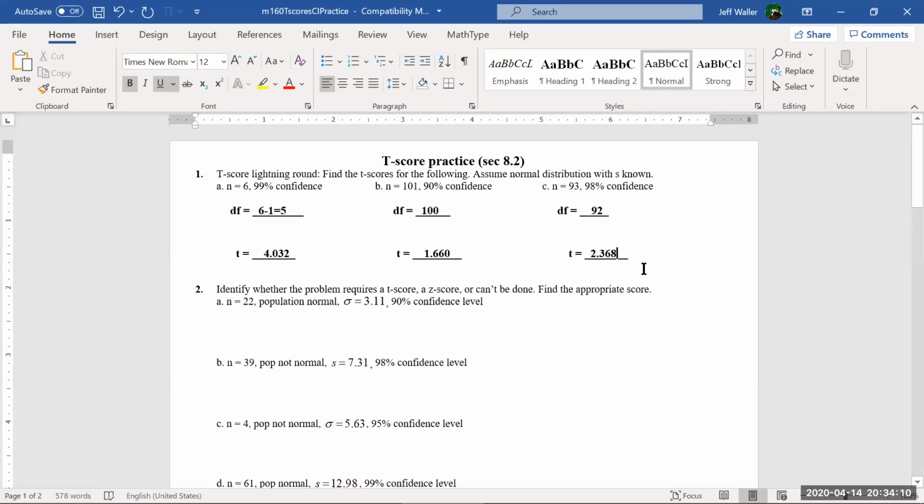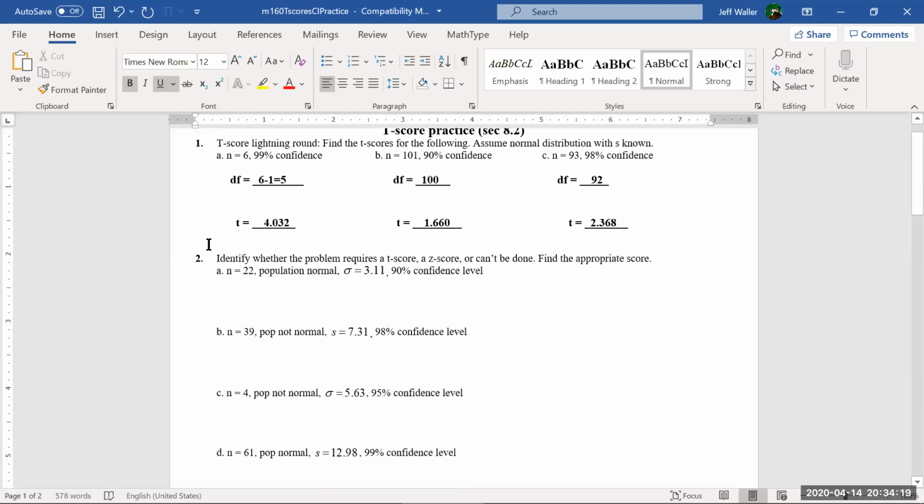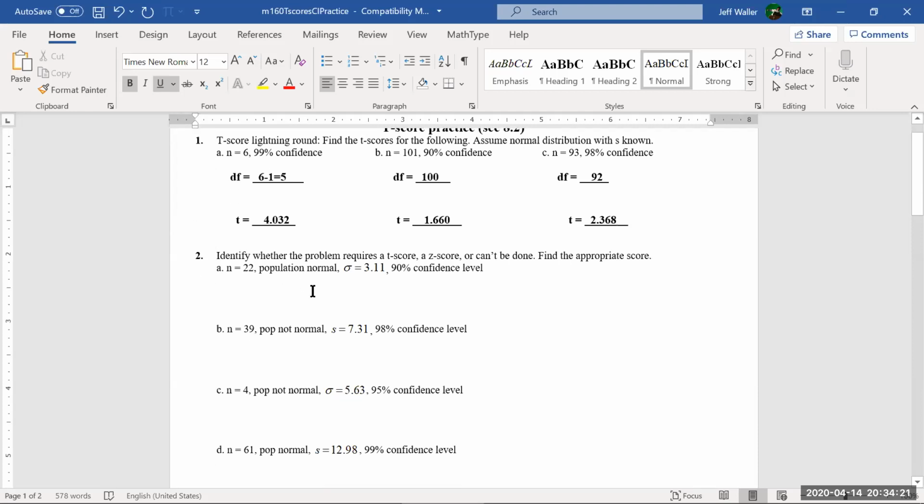Bam. All right, that's the first problem. Sweet. I could be doing those in red, but too bad. You were with me when I was doing them, so you know what the answers are.